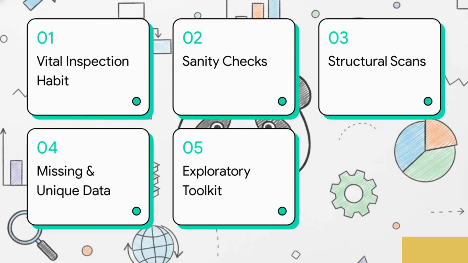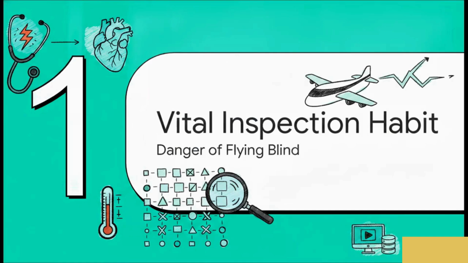Here is our exploratory roadmap for today. We'll hit 1. The vital inspection habit. 2. Surface-level sanity checks. 3. Structural and statistical scans. 4. Missing data and uniqueness. And finally, 5. The complete exploratory toolkit. Section 1.